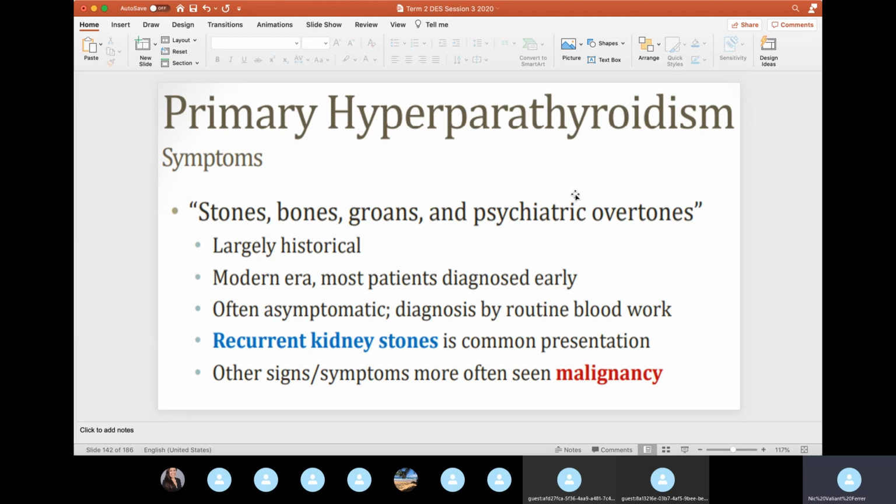Primary hyperparathyroidism, you have an increase in PTH, which increases your serum calcium level, which decreases your phosphate plasma level. So what are the symptoms? Stones, bones, groans, and psychiatric overtones. When I say primary hyperparathyroidism, you say stones, bones, groans, psychiatric overtones. You can also have recurrent kidney stones, of course, and it's most commonly seen in malignancy.